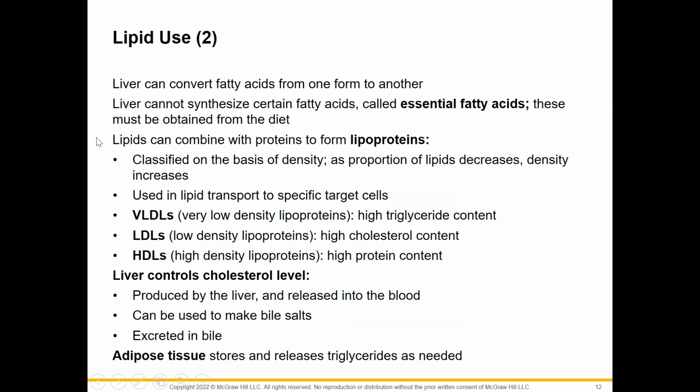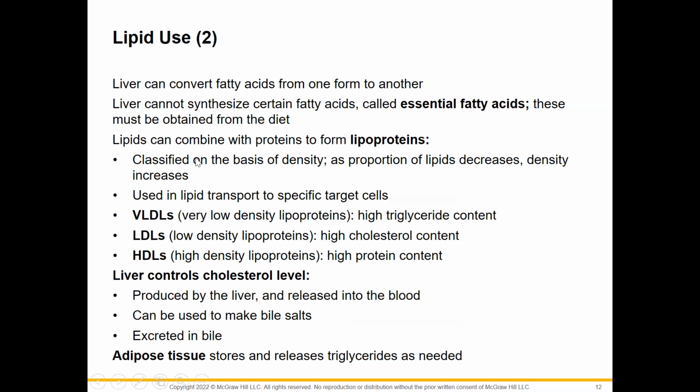Lipids can be combined with other things like proteins. That's where we get our lipoproteins. Lipoproteins are basically a protein that has a lipid attached to it, or a lipid that has a protein attached to it. That is a lipoprotein.